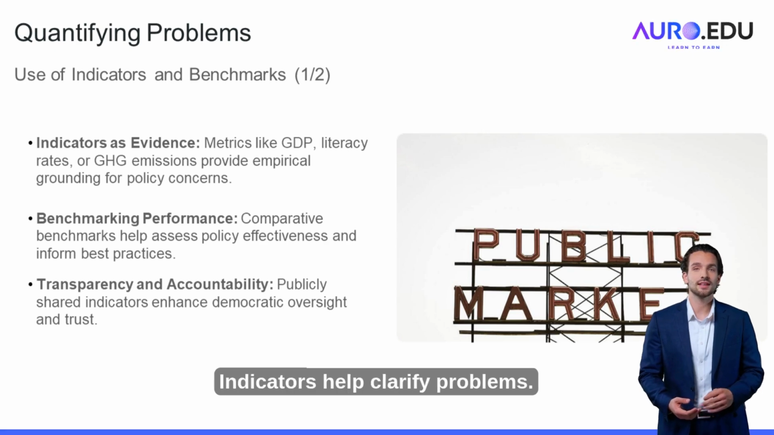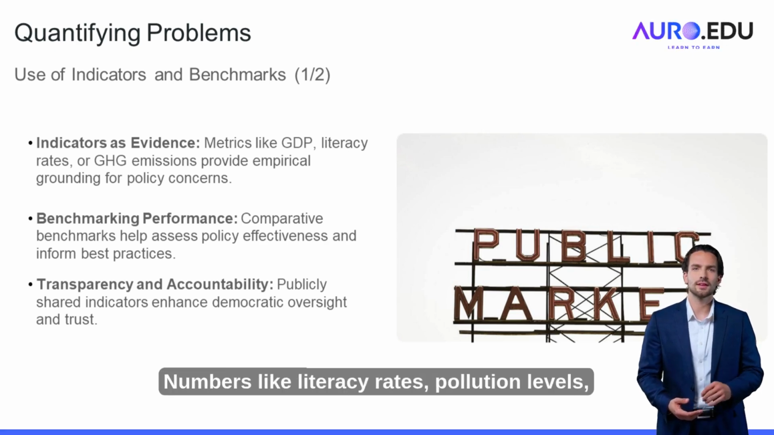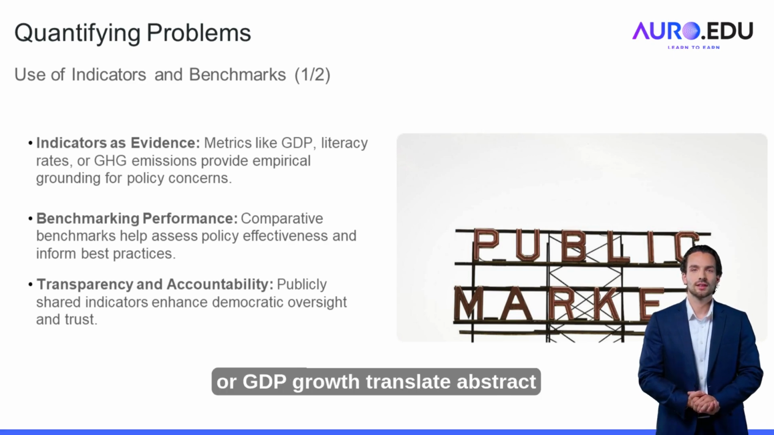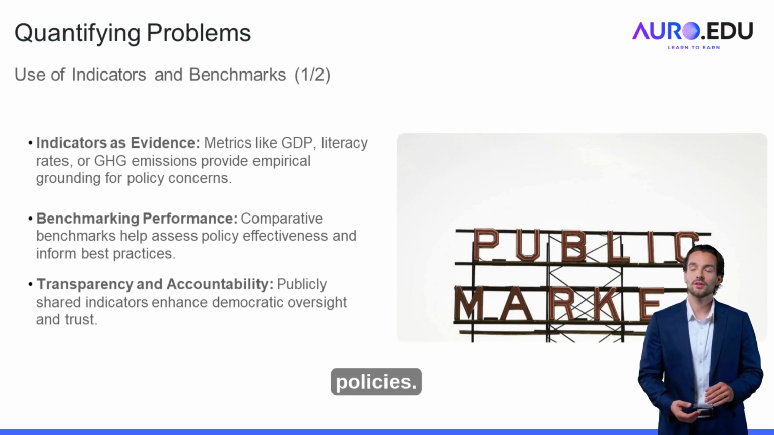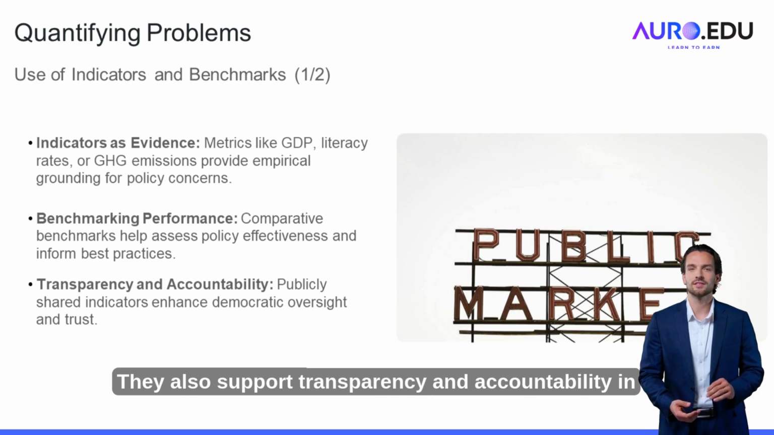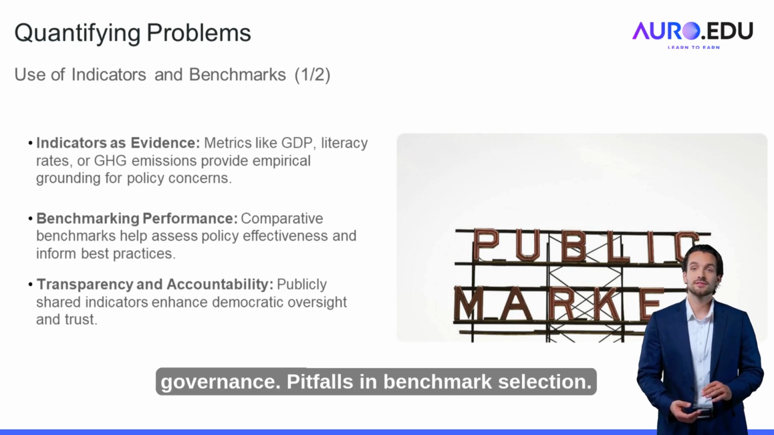Quantifying problems, indicators help clarify problems. Numbers like literacy rates, pollution levels, or GDP growth translate abstract concerns into measurable facts. Benchmarks help assess progress and compare policies. They also support transparency and accountability in governance.